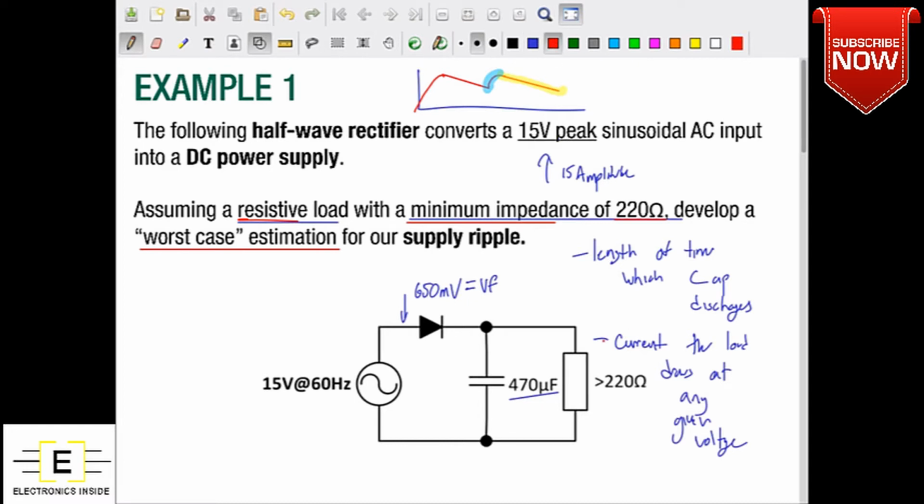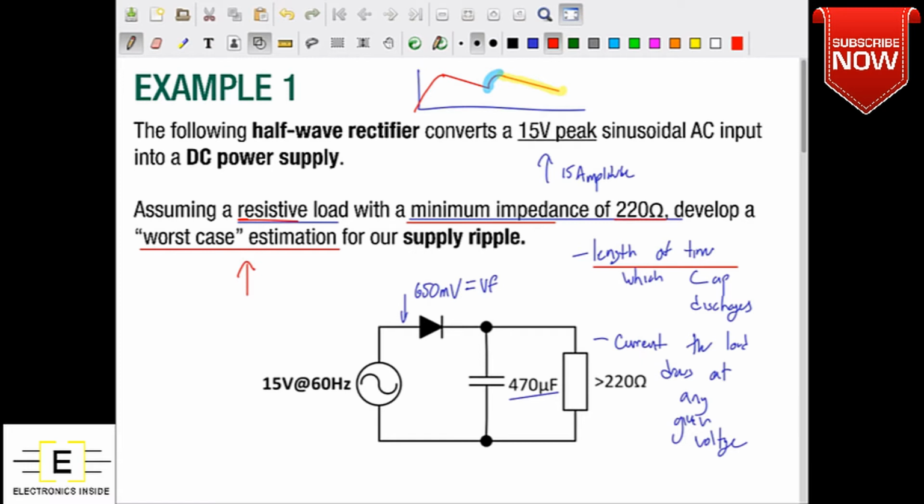We could actually, if we wanted to, do some really detailed analysis and figure out the portion of the time that this capacitor is going to be discharging, and we could then apply our knowledge of RC circuits to try to figure out the actual discharge characteristic of this resistor. But remember, really what we want here is a worst case estimation. So there's a few things that we could do to make this calculation a lot simpler for ourselves.